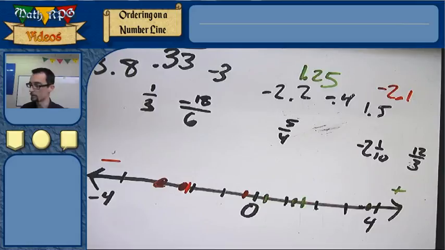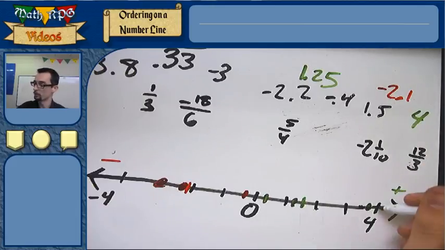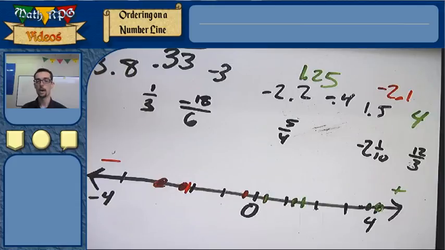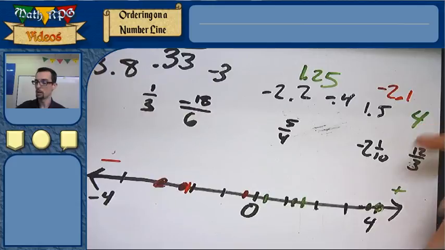All right, the last one is 12/3, which again looks like it's not an integer, but it is in fact a whole number integer. So it is 12 divided by 3, which is 4. Okay, and I can mark down really easily on my number line at 4. Okay, so I've gone ahead. I've ordered all of these rational numbers on a number line.